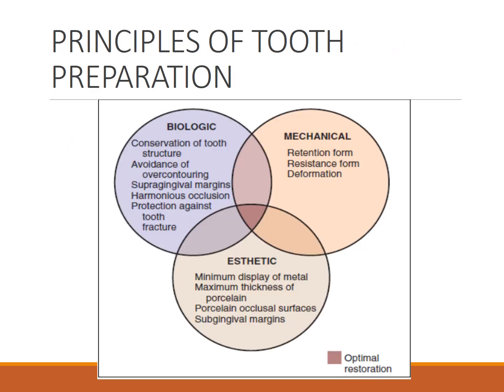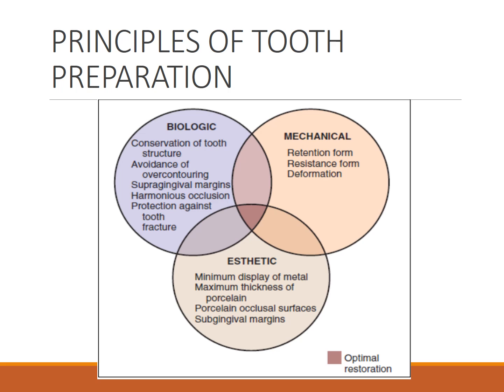Coming to the principles of tooth preparation, guys, this is very important. Schillenberg has given these principles of tooth preparation. There's a Venn diagram which is divided into biologic, mechanical, and aesthetic. I'm just going to explain this diagram and you can read it in detail. Coming to the biologic: conservation of tooth structure, avoidance of over contouring, supragingival margins, harmonious occlusion, and protection against tooth fracture.